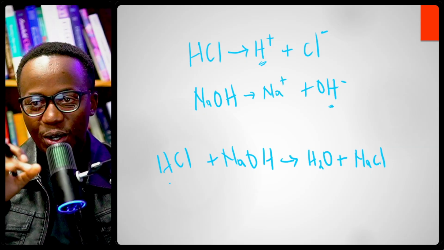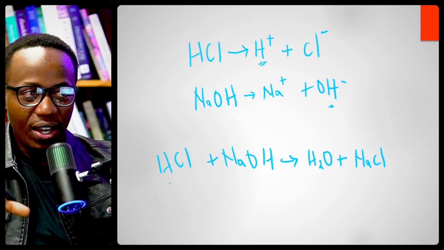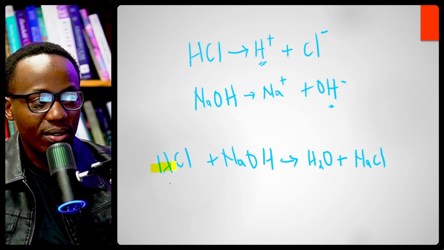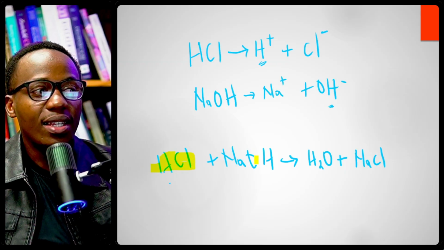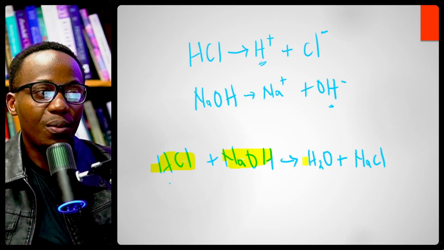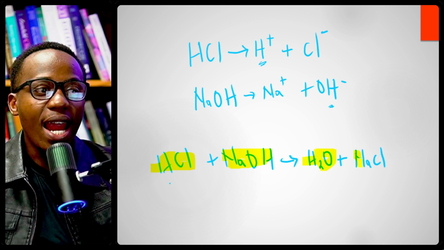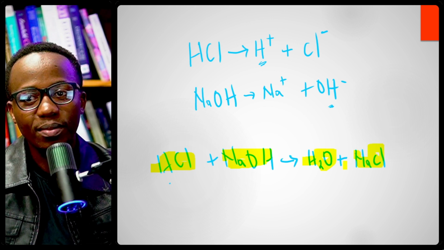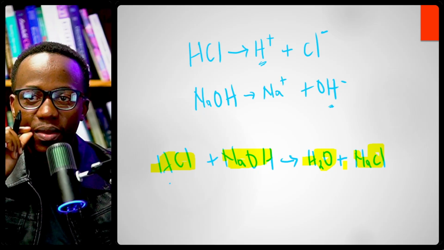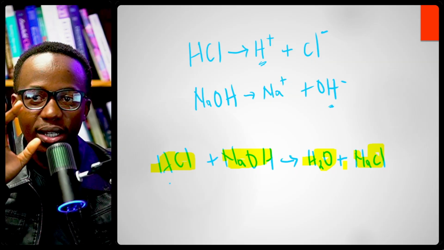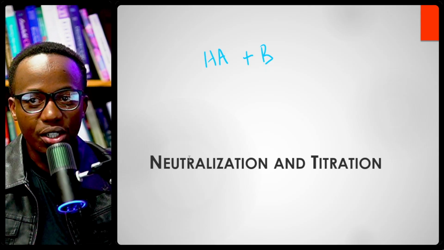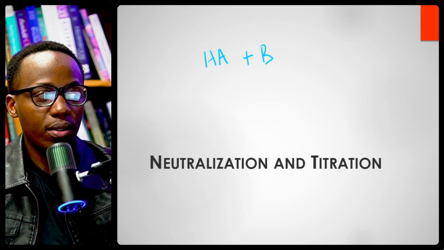All right. So I don't know if you guys saw what just happened here. We took HCl, which is pretty dangerous. Then we added NaOH, which is pretty dangerous. And guess what we got? We got H2O, which is water, and NaCl, which is salt. So if you take a strong acid and add a strong base, you're going to get salt and water. That's why we call it neutralization.